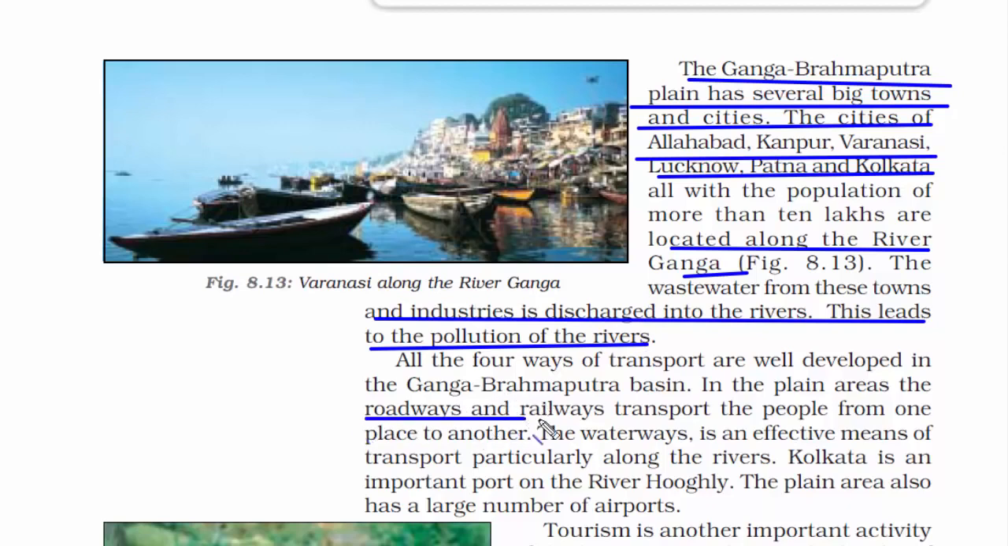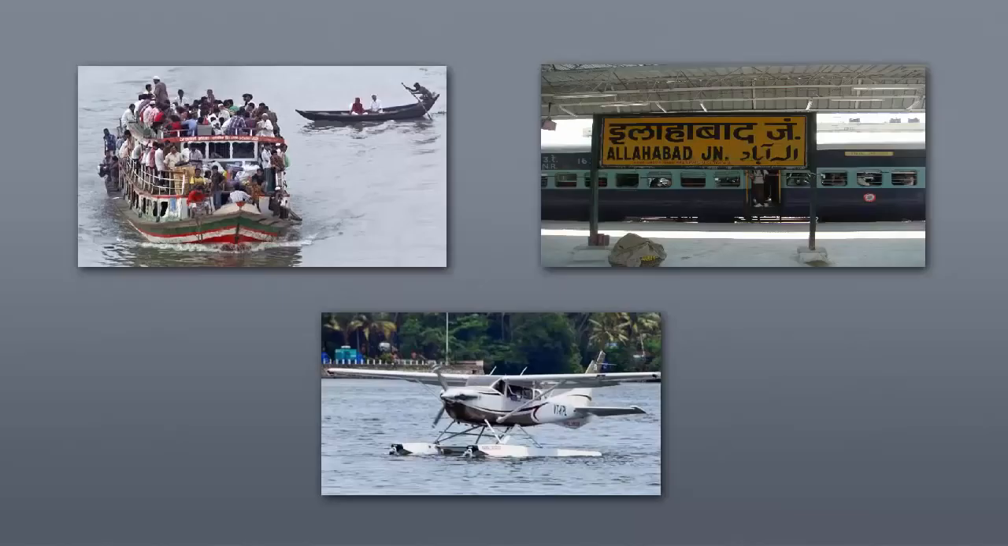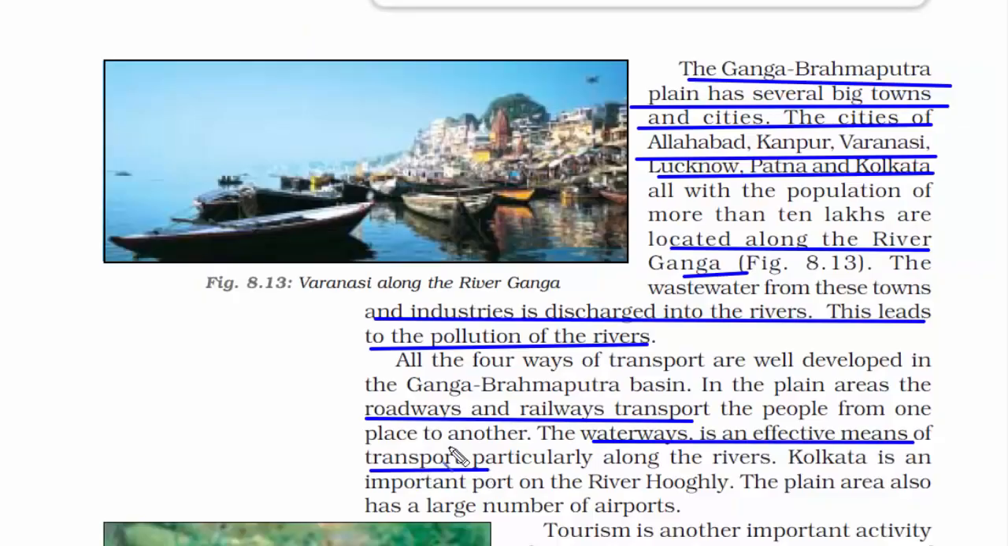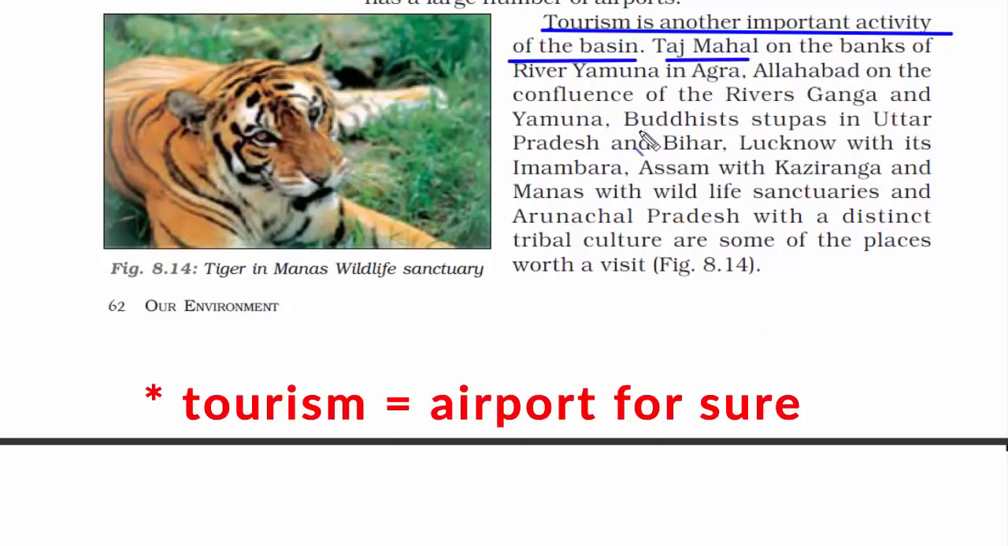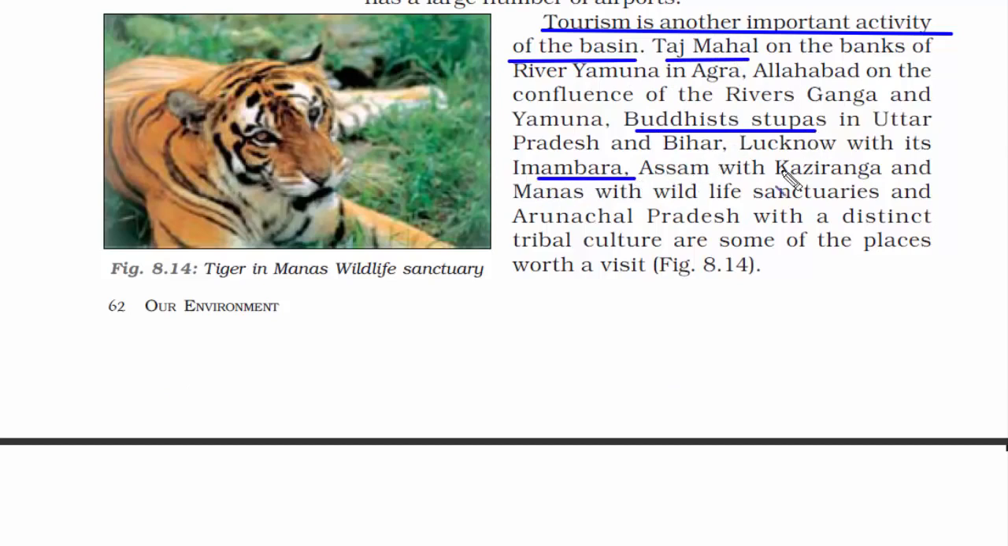In terms of transportation, railways, roadways and waterways are very effective means of transportation. These plain areas also have a large number of airports. These two river basins have also flourished the tourism industry. Taj Mahal, Buddhist stupas, Imambara, wildlife sanctuaries like Kaziranga, Manas, and the distinct tribal culture of the northeastern part of India attract a lot of tourists from all over the world.